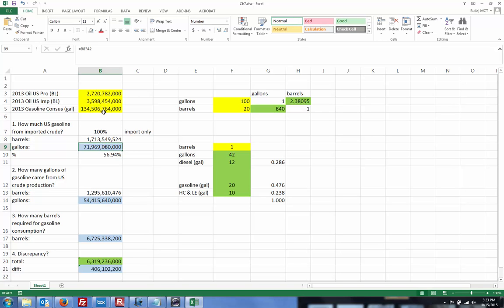So again, let's look at the data we have. There's our imported crude at the top, 2.7 billion, production's at the top, 2.7 billion. Imported is next, 3.6 billion barrels. And you'll also note that I've done myself the favor of putting in parens the units.